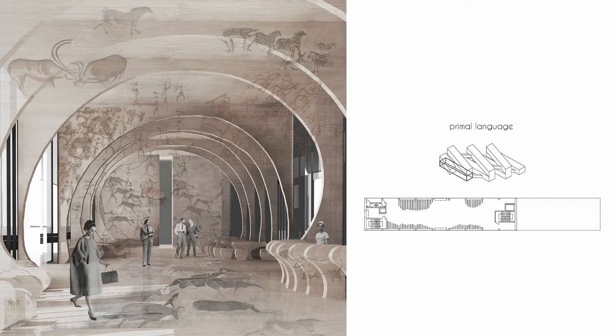The visitors start and finish their journey in an entrance hall where the first languages are displayed. The hall is covered with wood, imitating an irregular cave, and presents basic forms of language, illustrating human thoughts via pictures, as in the case of cave drawings.